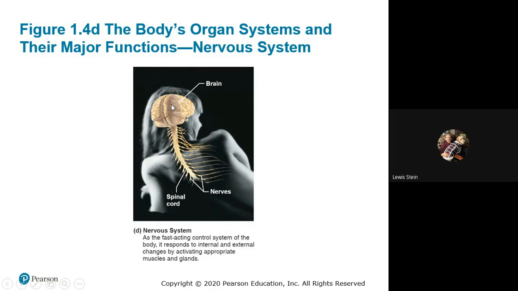Very simple. Nervous system. What's the central nervous system? Two things: brain, spinal cord. Everything that sticks out of it, peripheral nervous system. We'll get to that at length. Major control system. Rapid responses. This is where it comes from.